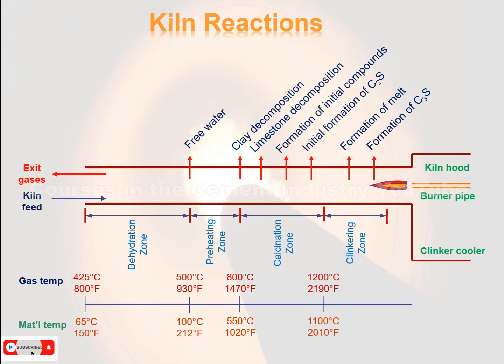4. Clinkering zone: the gas temperature 1200 degrees C, material temperature 1100 degrees C. 5. Cooling zone: the gas temperature 1750 degrees C, material temperature 1450 degrees C. 6. At the entrance to the cooler, the gas temperature drops to 1750 degrees C and the material temperature drops to 1450 degrees C.